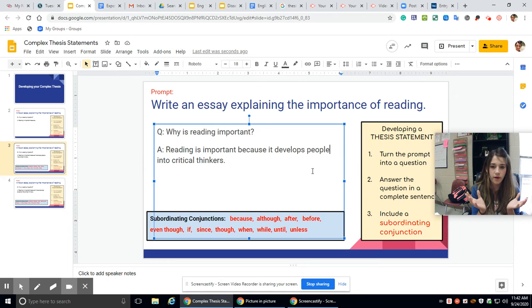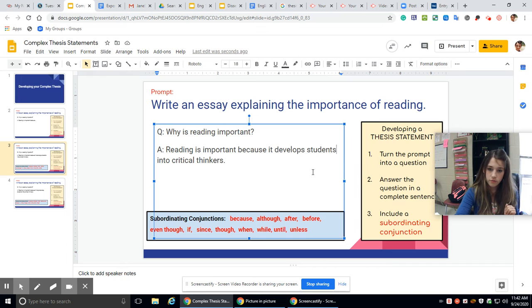How can I specify it a little bit more so that I'm really addressing a target audience with my essay? So I probably have a lot of experience with students, so I'm actually going to target this towards students. Reading is important because it develops students into critical thinkers. That is a much more targeted thesis. That is really going to help me develop more targeted supports to support my claim. Okay, so I like the way that sounds.